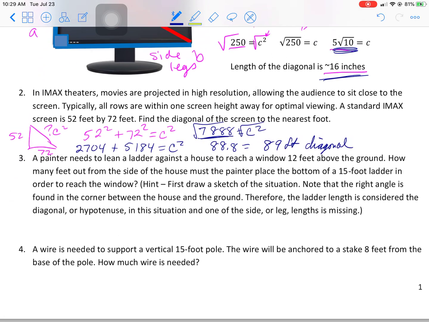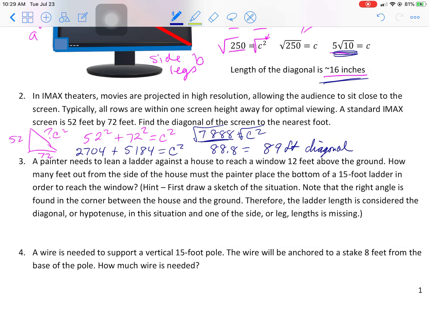Okay. All right. A painter needs to lean a ladder. Not a lot of drawing room. To reach a window. So let's say this is the ground, this is a house, and right here is the window at 12 feet up from the ground. How many feet out from the side of the house should you put a 15-foot ladder?